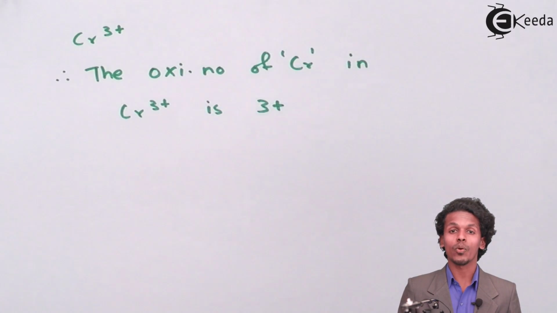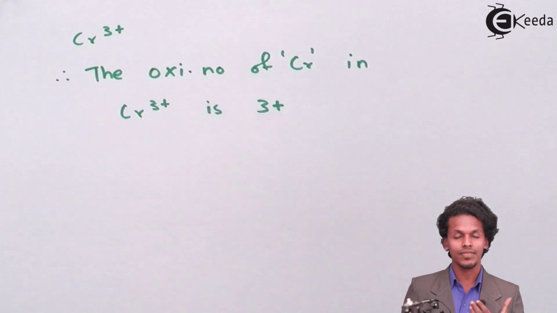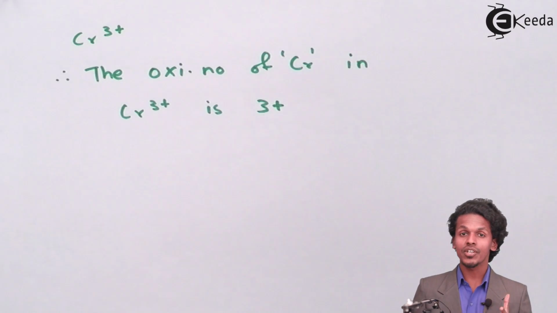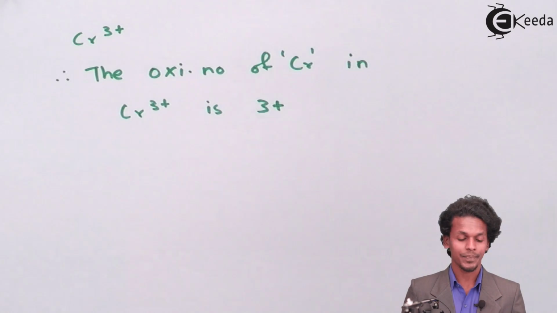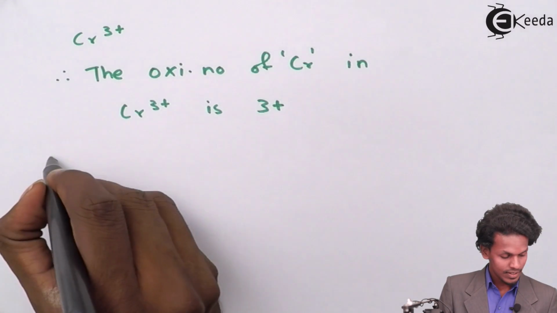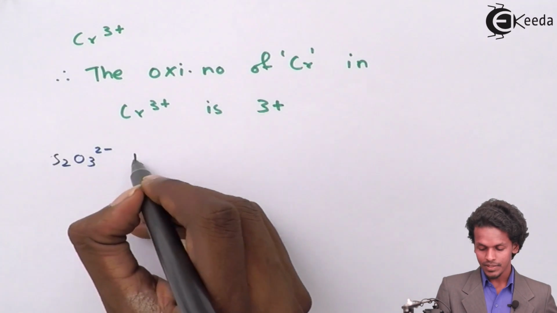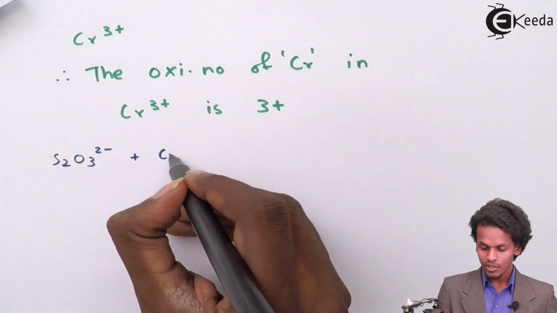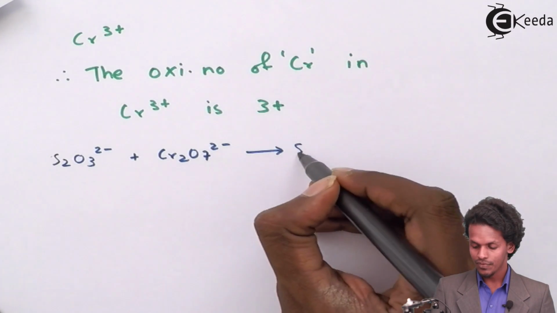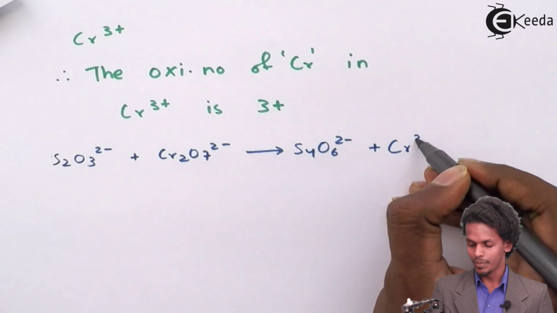So this is how we have calculated the oxidation number of the atoms present in the reactant as well as the product. So let us mention it in an oxidation number format. The equation which was given to us was S2O3 2 minus plus Cr2O7 2 minus, that have given us S4O6 2 minus plus Cr3 plus.